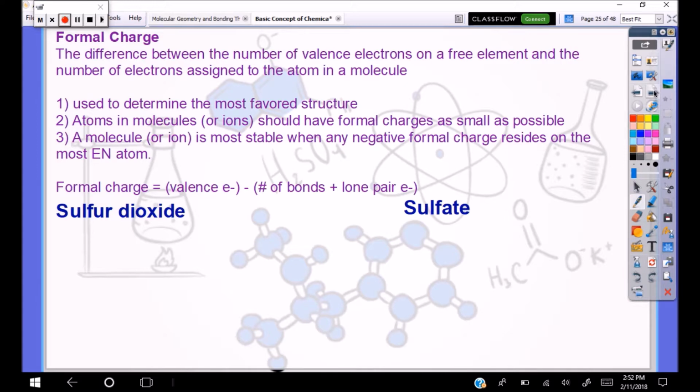Also, a molecule or ion is most stable when any negative formal charge resides on the most electronegative atom. So to calculate formal charge, we're going to take the number of valence electrons that atom normally would have. We're going to subtract out the number of bonds that are bonded to it and the number of lone pair electrons. So let's see, sulfur dioxide, this is SO2.